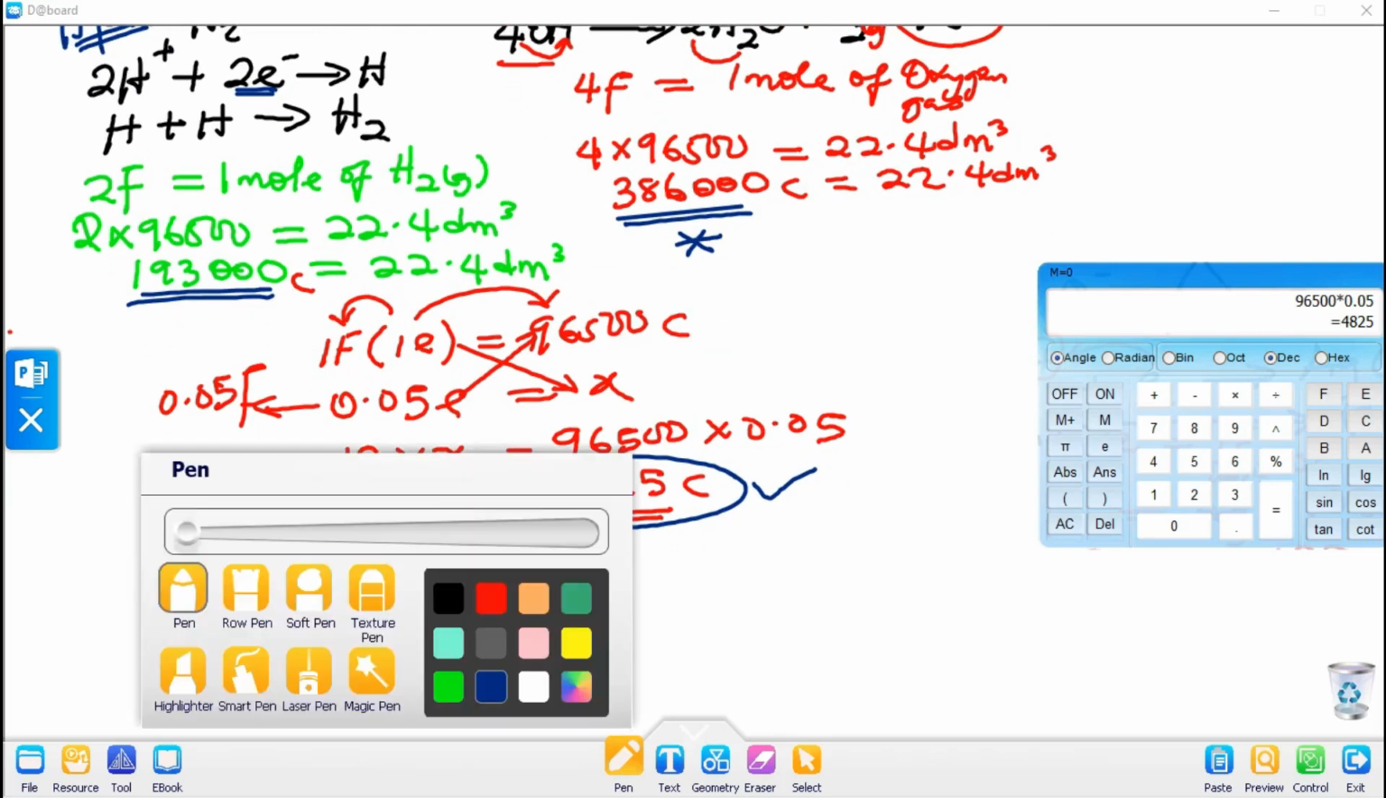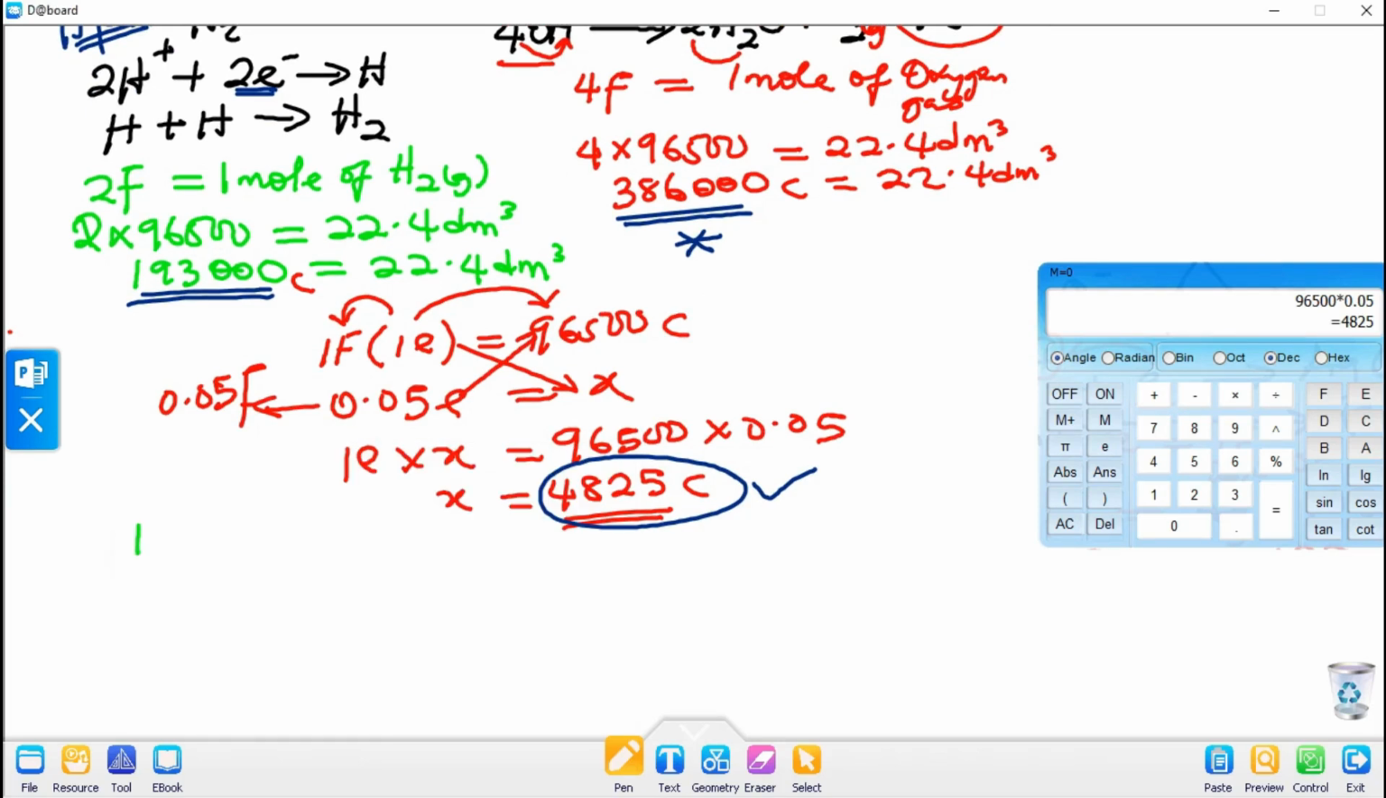From the normal equation, as we can see there, 193,000 coulombs will give us 22.4 dm cube of hydrogen. So what will 4,825 coulombs of that quantity of electricity give us? What volume of hydrogen will it give us? That is what we just need to do.